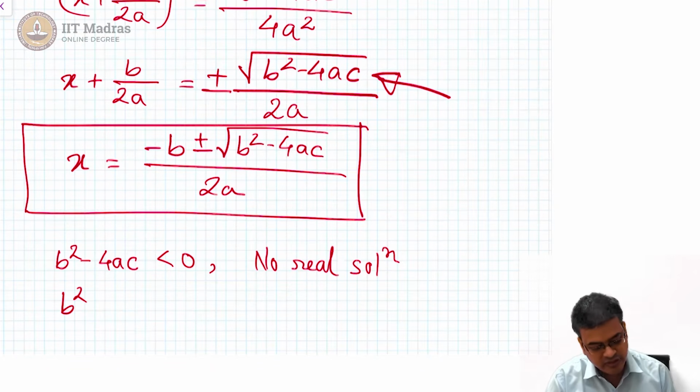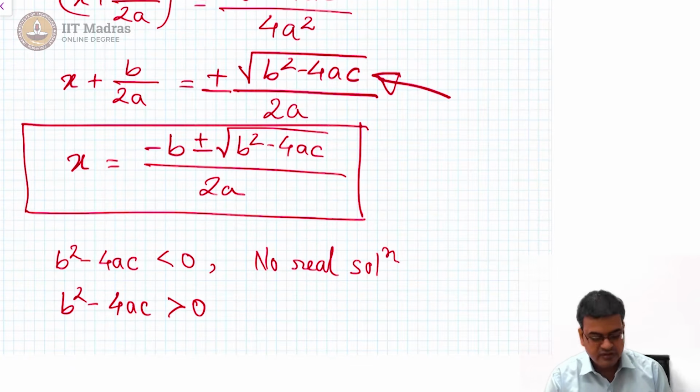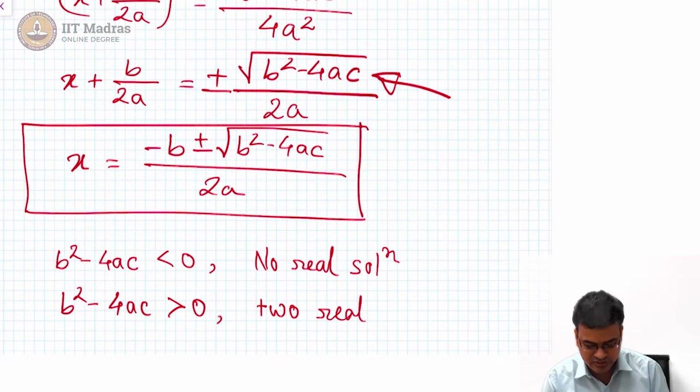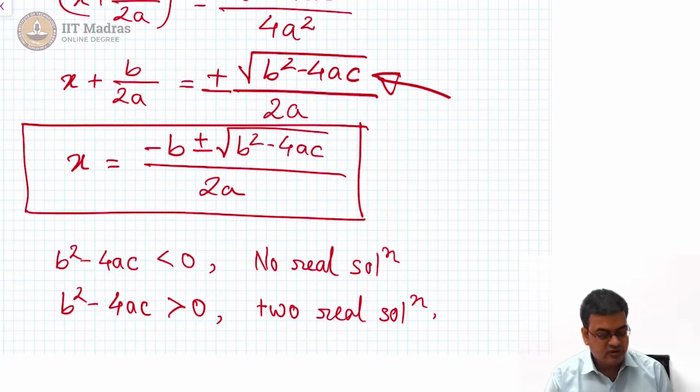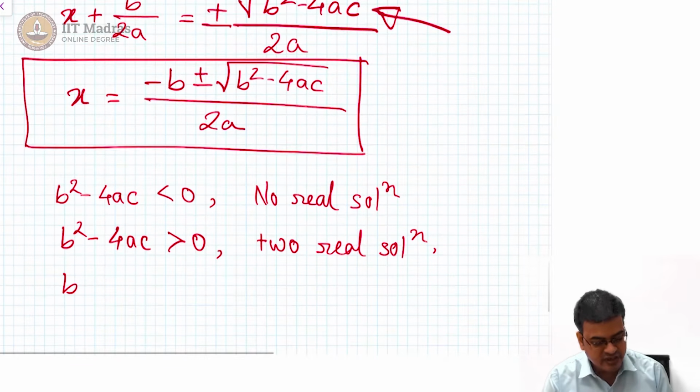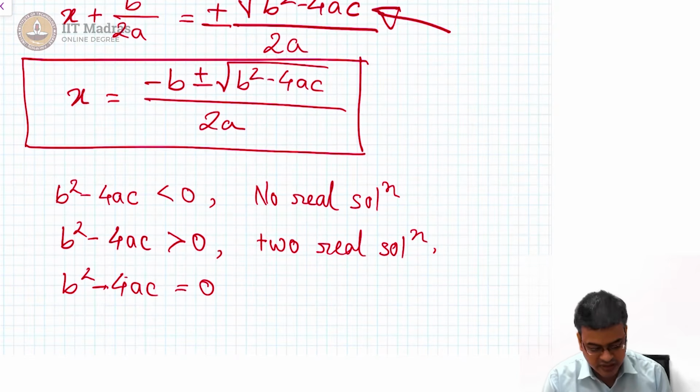If b square minus 4ac is greater than 0, then yes, there are real solutions, and in fact there are two distinct real solutions. And if b square minus 4ac is equal to 0, then I can conclude that the solution to the quadratic equation is a repeated real solution.